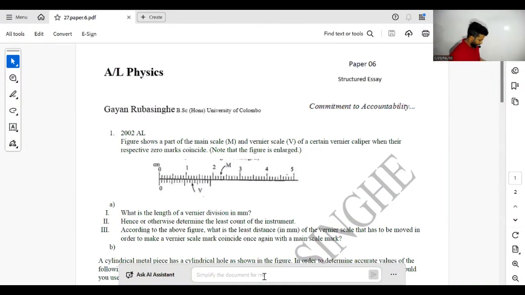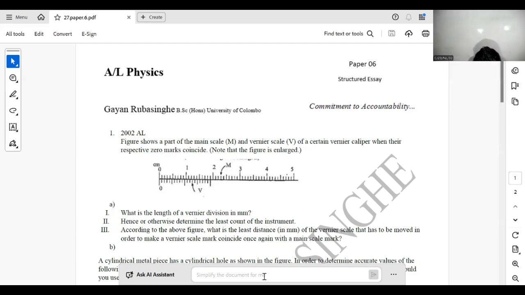Figure shows a part of the main scale and vernier scale of a certain vernier caliper when their respective 0 marks coincide. Note that the figure is enlarged. You remember we have discussed questions like this in our class, right? In this question, only a diagram is given. Therefore, you have to find all the points by using this diagram, right?